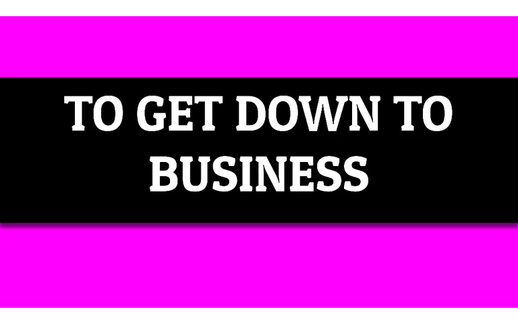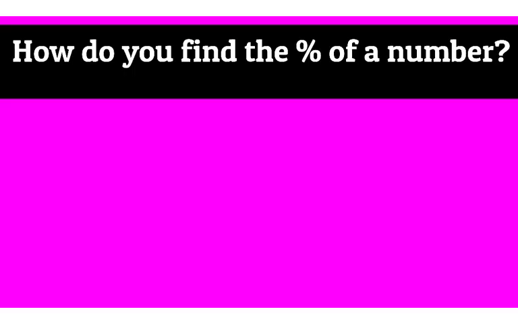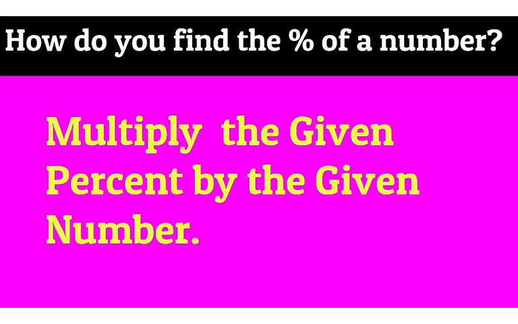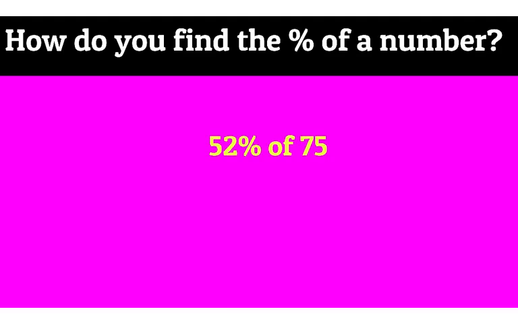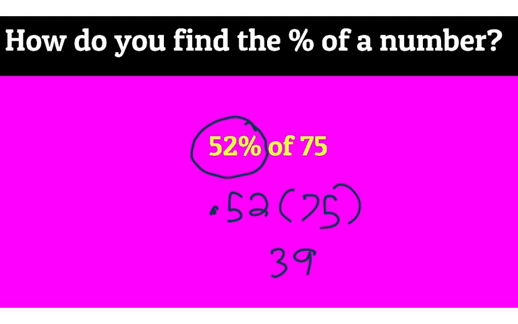Well, it's time to get down to business. So how do you find the percent of a number? Well, you do it through multiplication. You're going to multiply a given percent by the given number. For example, it's asking me to take 52% of 75 or 52% times 75, but I can't multiply it because I still have a percent. So I'm going to make it a decimal, and I'm going to multiply, which will give me 39.